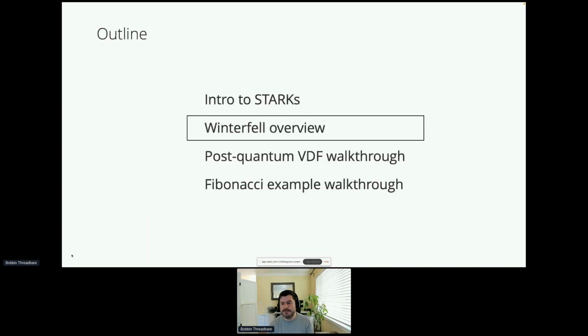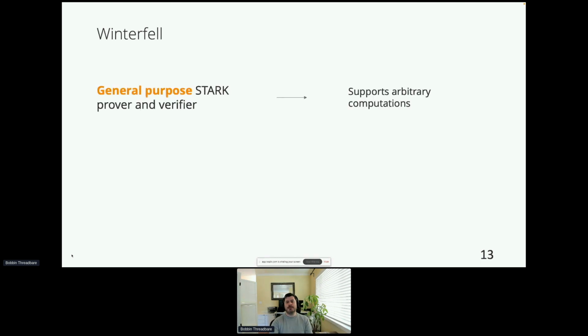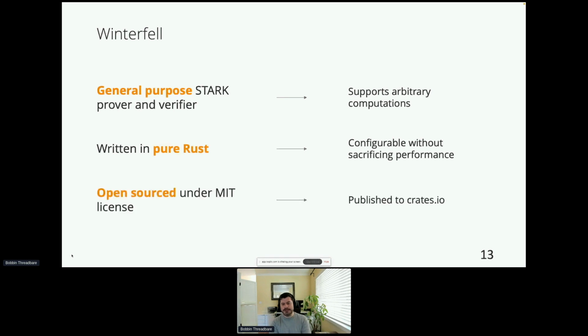Let's get into Winterfell right now. So Winterfell is a general purpose Stark prover and verifier, and it's written in Rust, and it's open sourced under MIT license. What this means is that, for general purpose, you can describe any arbitrary computation using Winterfell. It is fairly low level, so it may not be as easy, but any Turing complete computation you can describe using Winterfell.